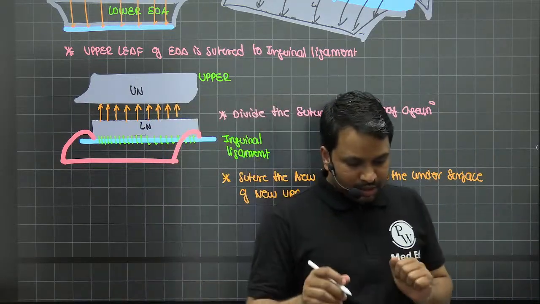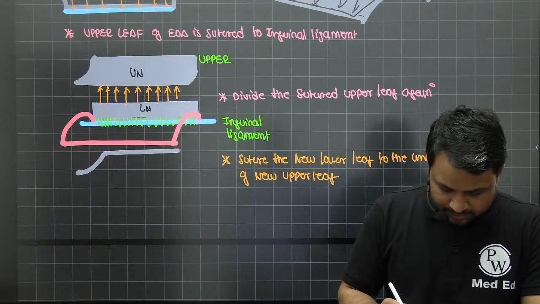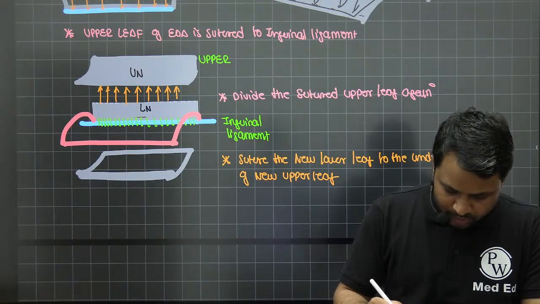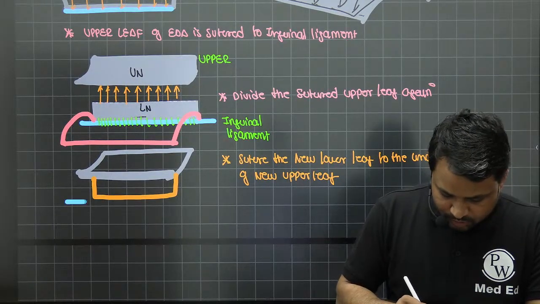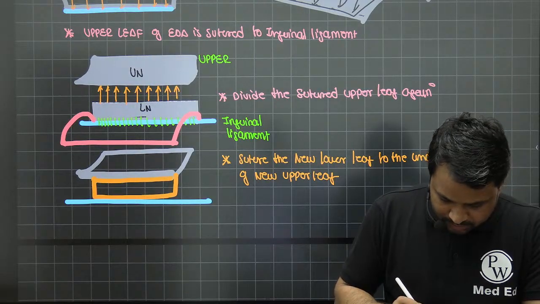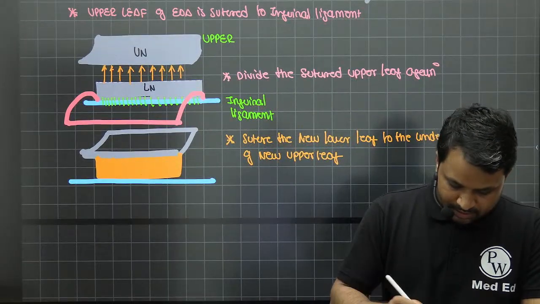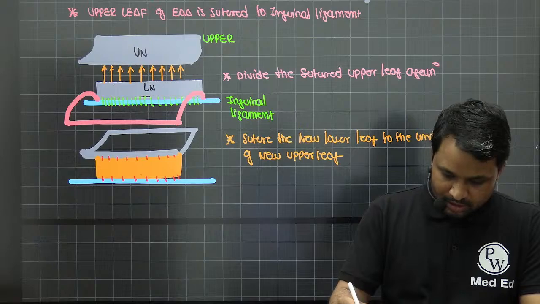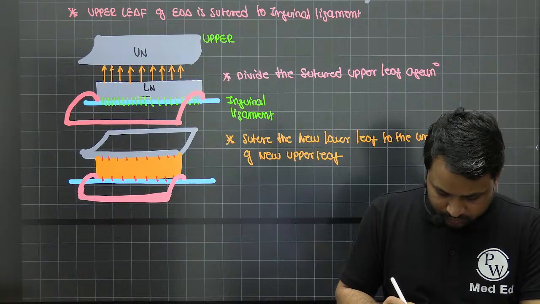Once you have done this, what is the ultimate result? This is the new upper that is present. This was the new lower, I use a different color, the new lower which has been sutured to the undersurface. This is already sutured to the inguinal ligament. You've already seen the suture onto the upper surface. We already have our old lower. This pink one is the old lower leaf.